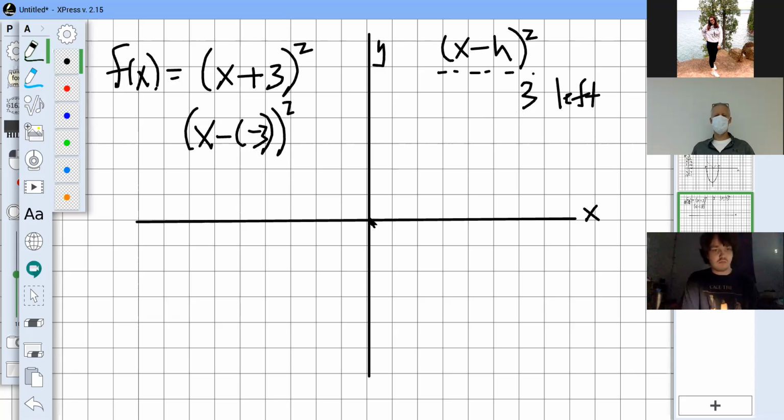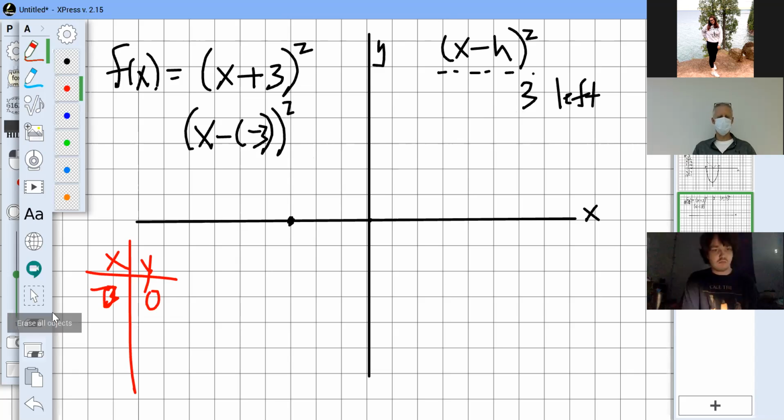So now instead of being at 0, 0 and being symmetric to the y-axis, I'm going to go over here 3 to the left. 1, 2, 3. And if I start making my data table again, I've got negative 3, 0.